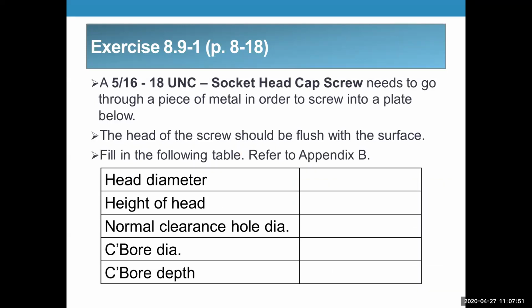Okay, so let's look at this now. And again, this is going to be like doing that homework assignment. A socket head cap screw needs to go through a piece of metal in order to screw into a plate. The head of the screw should be flush with the surface. Fill in the following table, refer to Appendix B. And again, if you've got the book, that's going to be page B7.